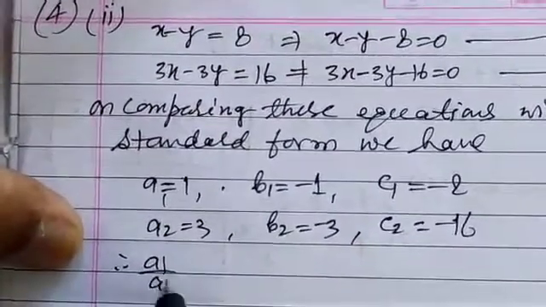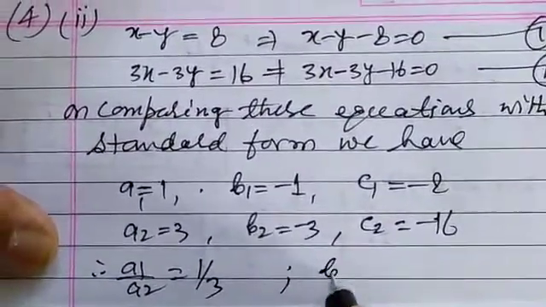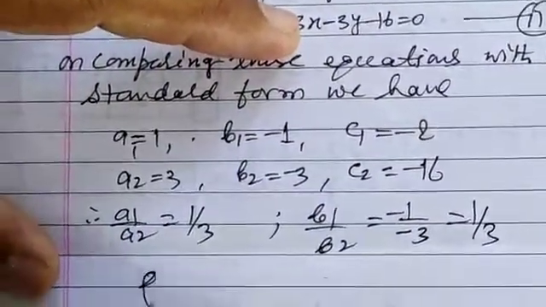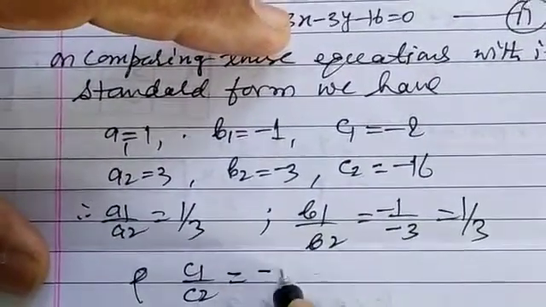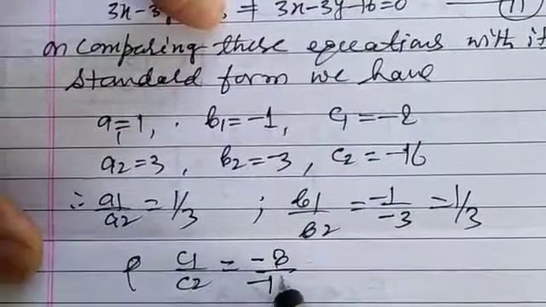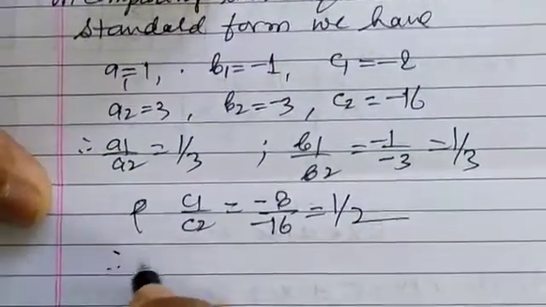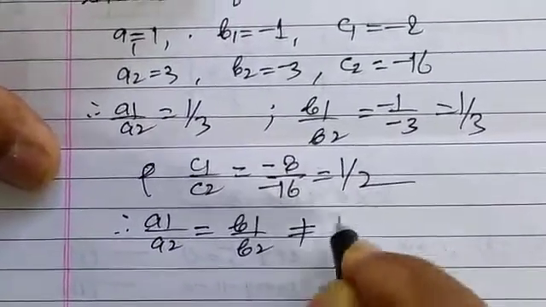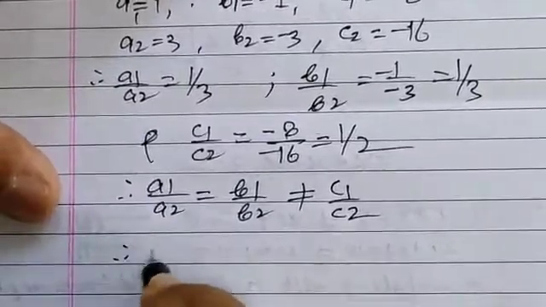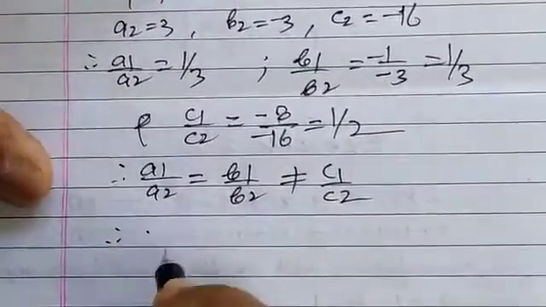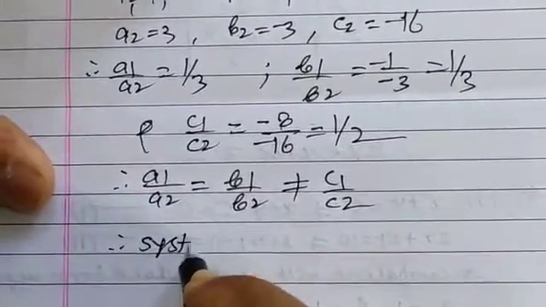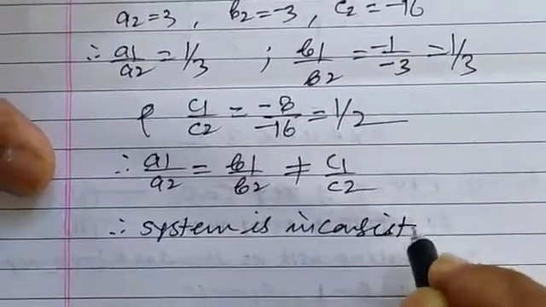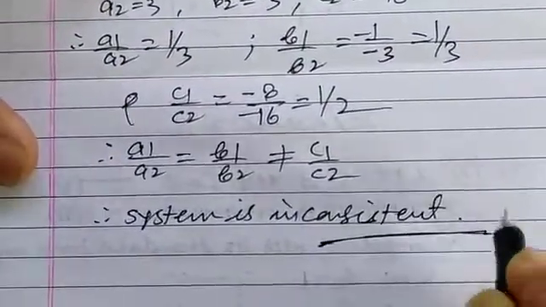Therefore, A1 upon A2 is 1 upon 3. B1 upon B2 is minus 1 upon minus 3, that is 1 by 3. And C1 upon C2 equals minus 8 upon minus 16, that is 1 by 2. Therefore, A1 upon A2 equals B1 upon B2, not equal to C1 upon C2. Therefore, this is the condition when the system is inconsistent. Therefore, the system is inconsistent, that is, the lines will be parallel lines.